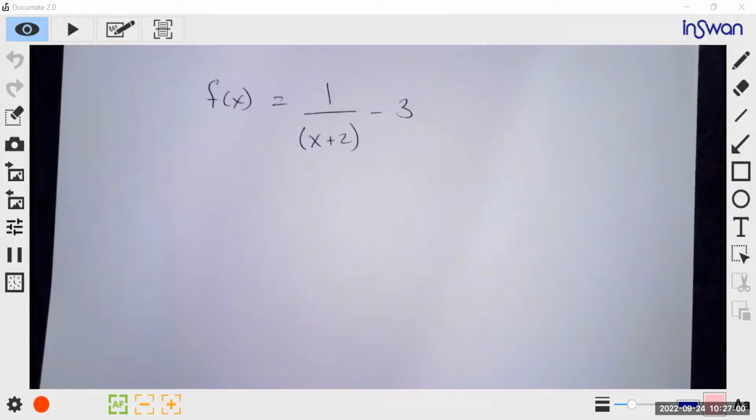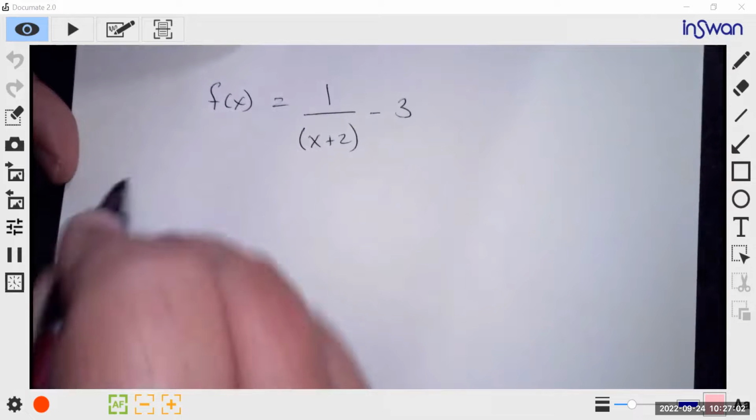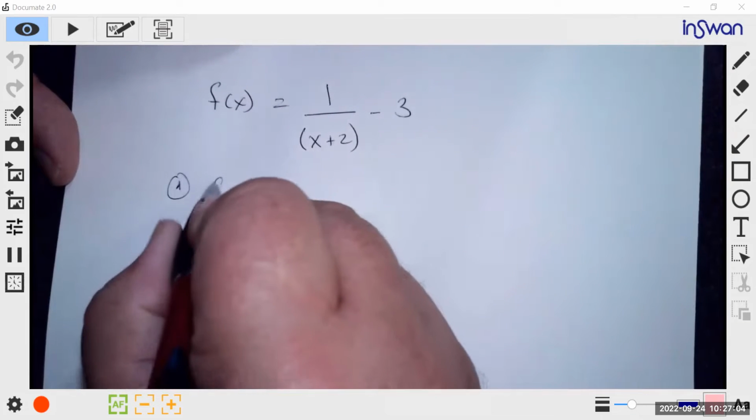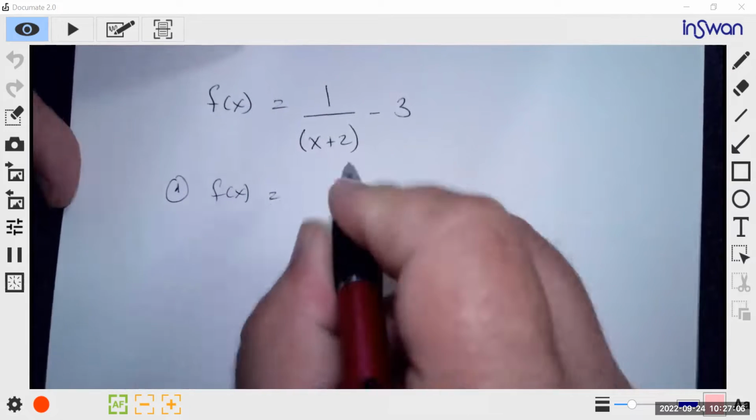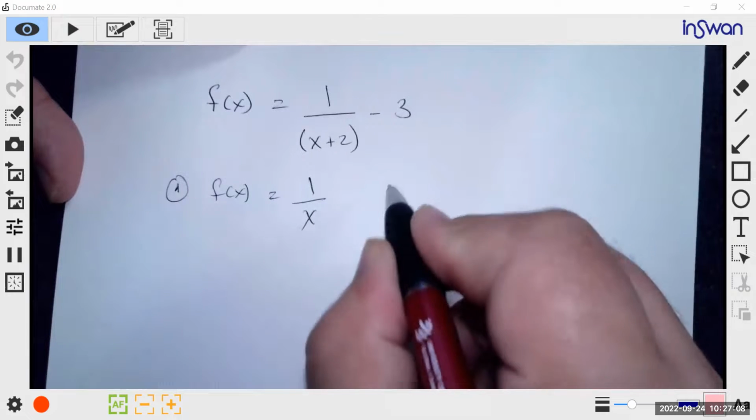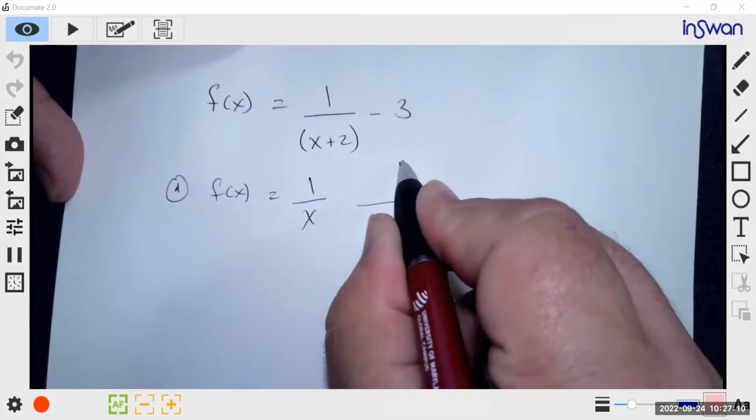It's going to be the rational one. What's that going to look like? So it's 1 over x, 1 on the bottom and 1 on the top.